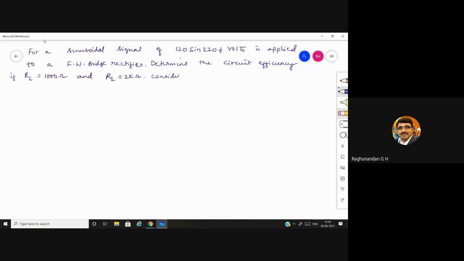Consider diodes with forward resistance 10 ohm.